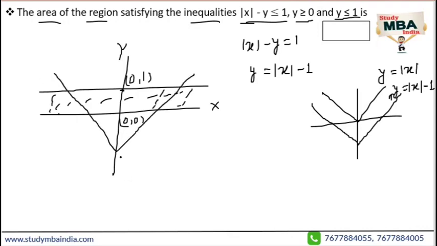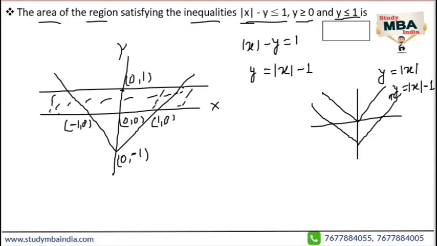So this is basically where x is 0, y will be minus 1. Now this cuts here, and at this point y will be 0. So just check on this graph, if y is 0, what do we get? |x| = 1, or x = ±1. So this point will be (1, 0) and this point will be (-1, 0).